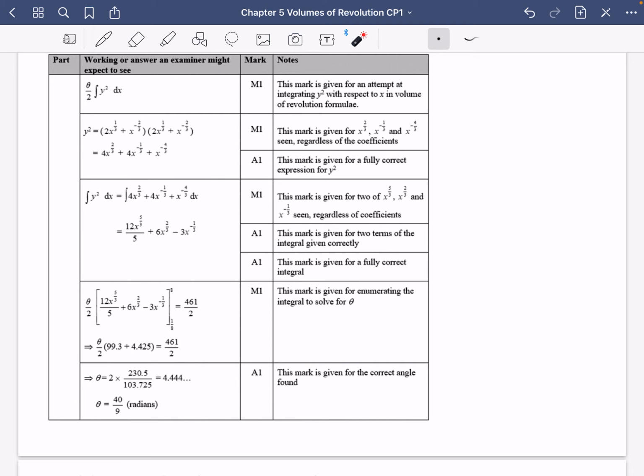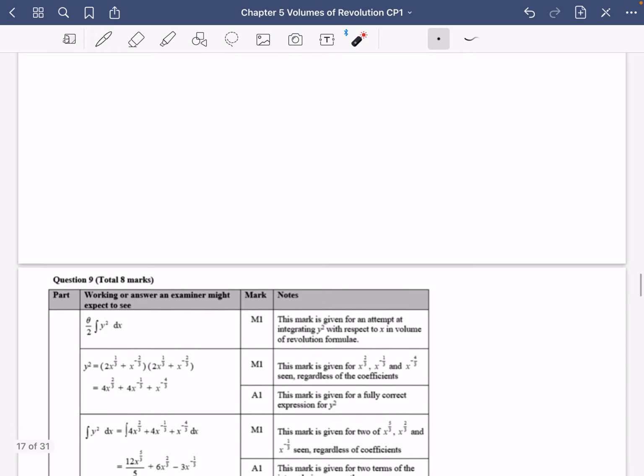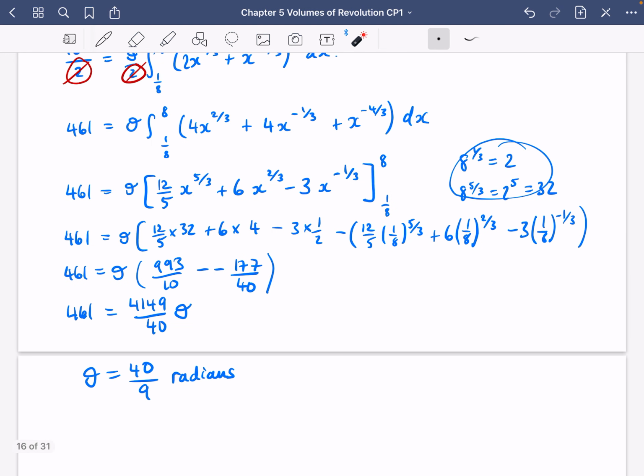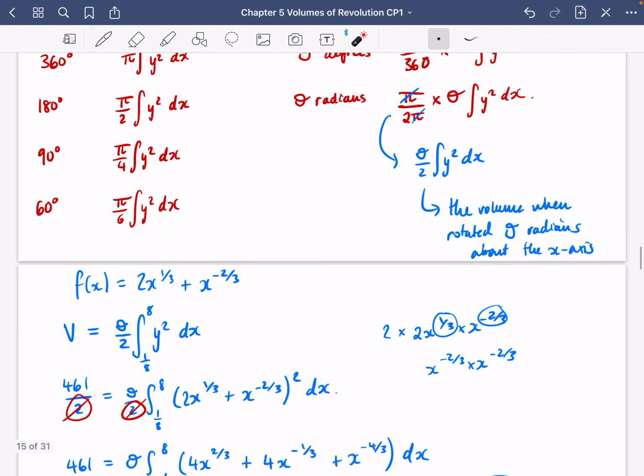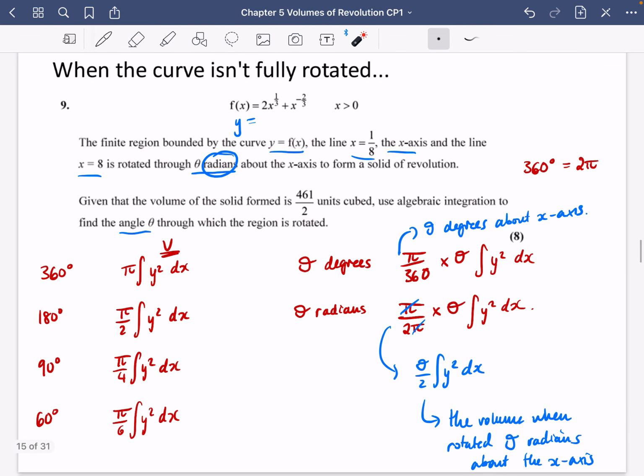And so you do get a method mark for coming up with this, but actually you could do the whole thing with pi and still get quite a lot of the marks. But it's some pretty ugly numbers that don't seem like they're going right. But you do end up with quite a nice fraction at the end. So this isn't really tested in the textbook, but it does come up in a real exam question, which is why I wanted to make sure that you knew what to do when the curve wasn't fully rotated, when it may have been just a half, a quarter, or in this case, theta radians of a rotation.